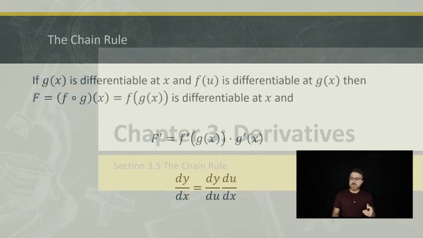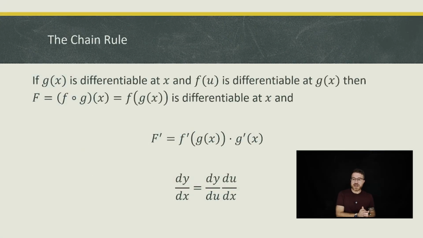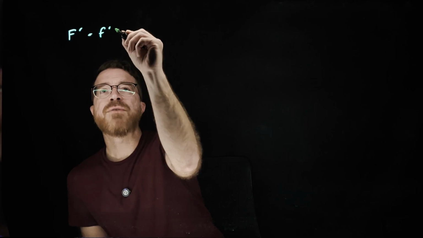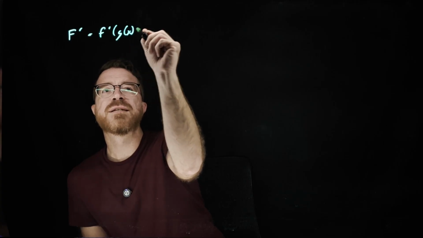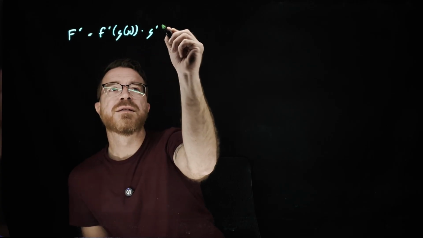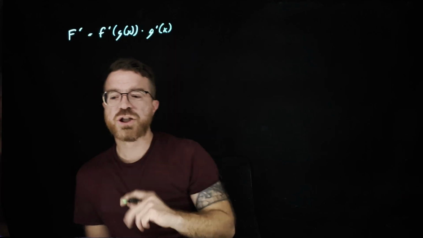So our chain rule says that if we have g of x, which is differentiable at x, and f of u, which is differentiable at g of x, then capital F, which is equal to f of g of x, is differentiable at x. That is to say that if we take the derivative F prime, this is going to be equal to f prime of g of x times the derivative of g of x.